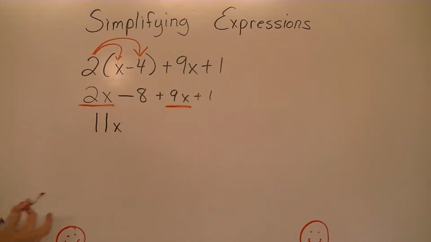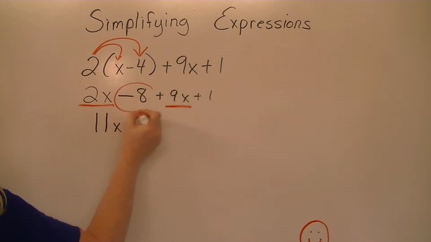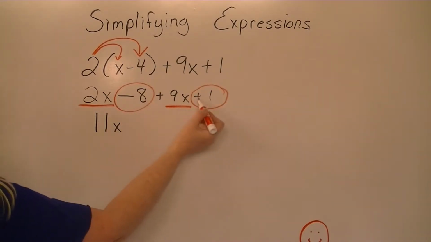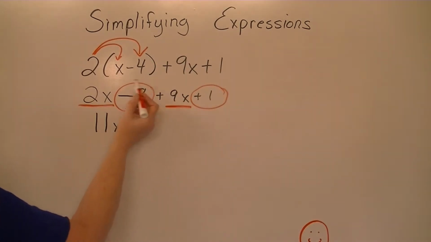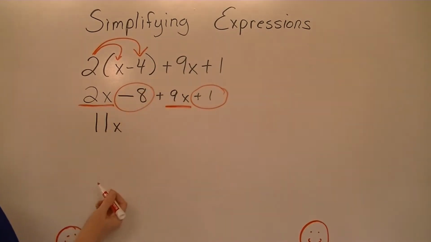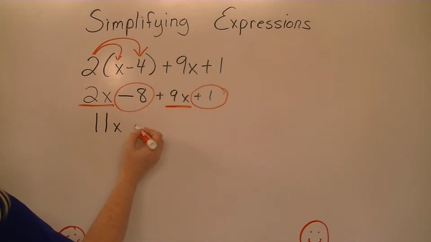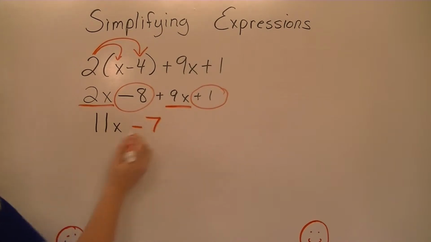And now I'm going to look at my plain whole numbers. I have a negative 8 and a positive 1, and notice how I circled the sign with the number so that you can better see it. If I combine those, they're different, so I'm going to subtract and keep the sign of the bigger number, and that would be negative 7. This is actually the answer in simplest form, 11x minus 7.